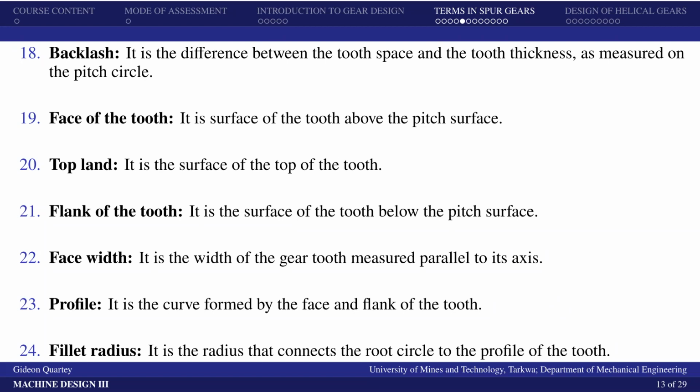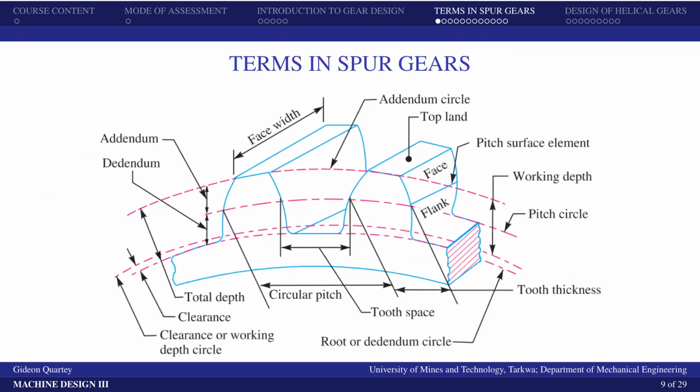Then we also have the fillet radius, which is the radius that connects the root circle to the profile of the tooth. Let's look at them. If you come to this diagram, the profile is actually this curved surface. From the top here, moving to the bottom is the profile, okay? And this particular diagram is showing the involute profile.